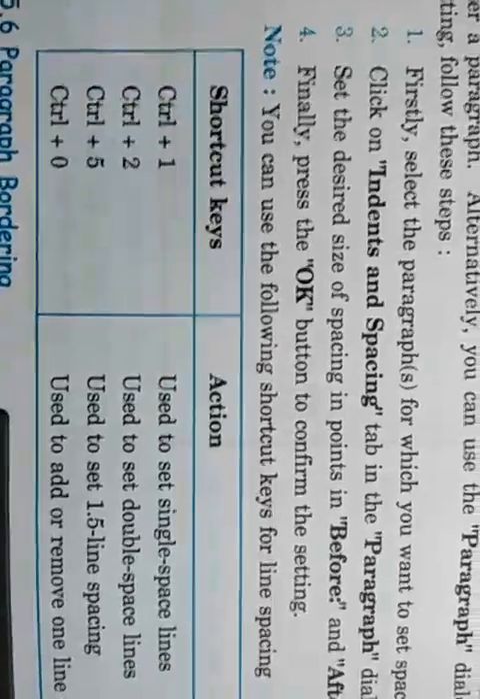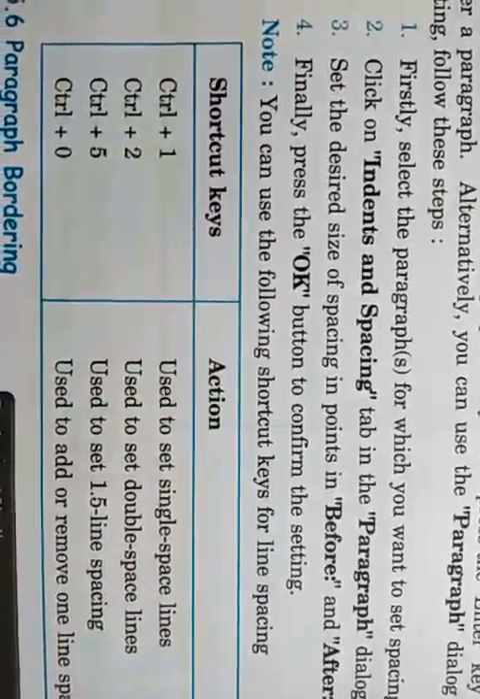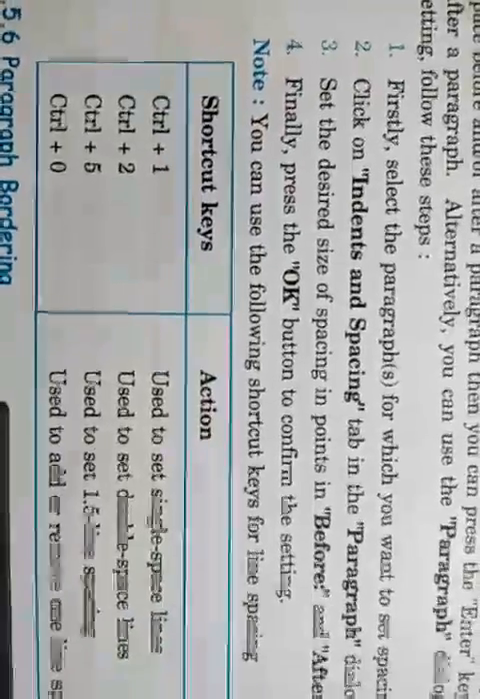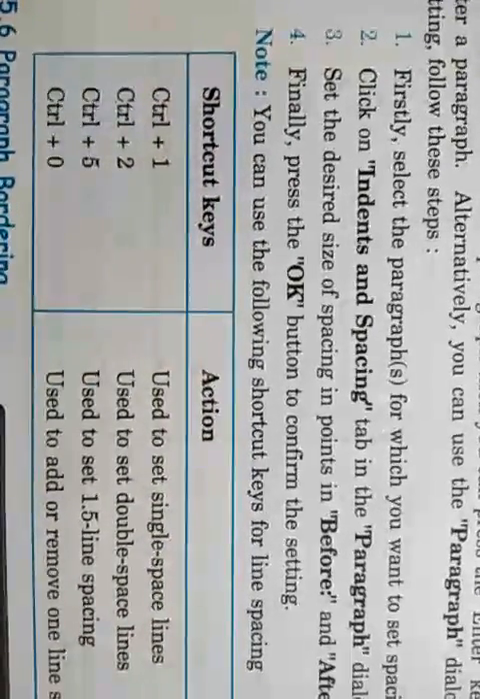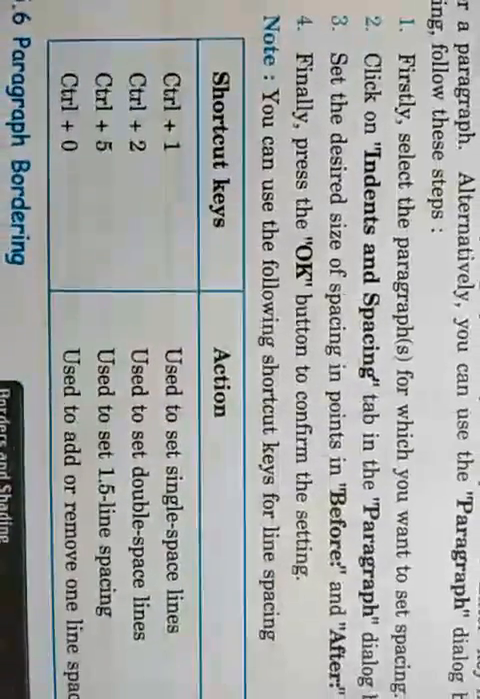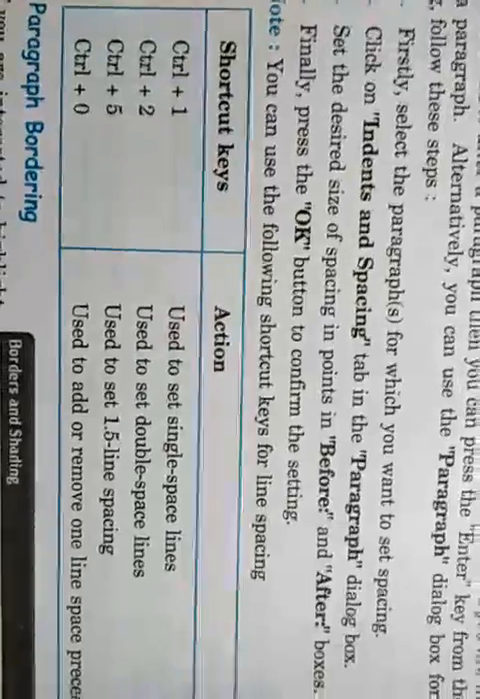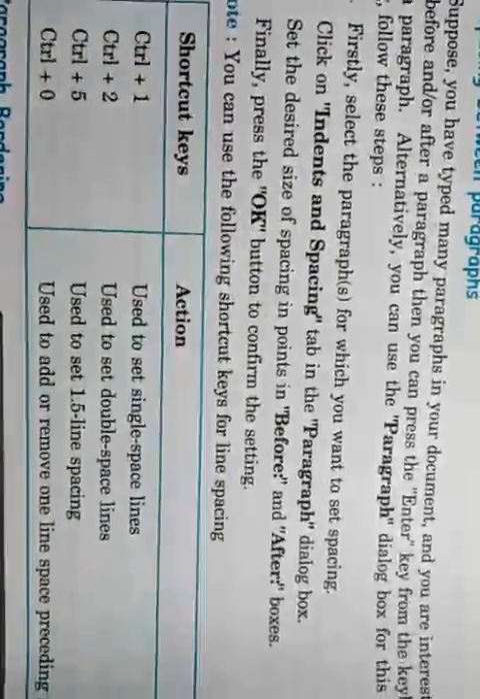And now these are the shortcut keys for line spacing. Control plus 1 is used for single line space. Control plus 2 is used for double line space. Control plus 5 is used for 1.5 line spacing, and Control plus 0 is used to add or remove one line space preceding.